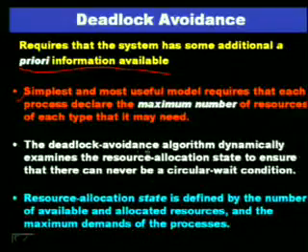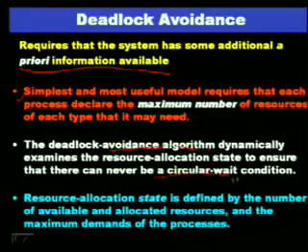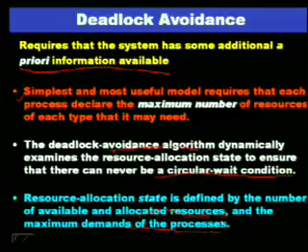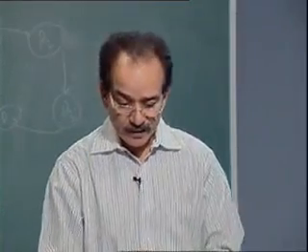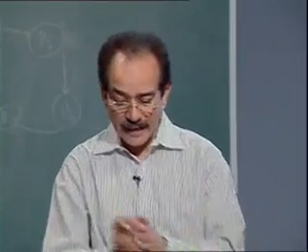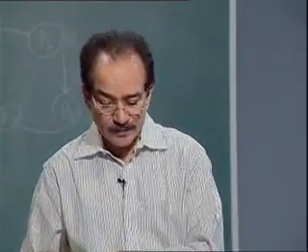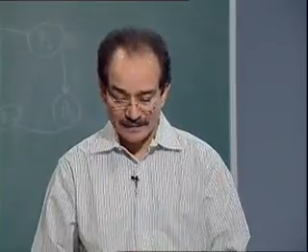Now, my deadlock avoidance algorithm can find out that there is no circular wait in the situation. My resource allocation state is defined by the number of available and allocated resources and the maximum demand of the processes. So, you can say it is a matrix where we define the number of available resources, allocated resources and the maximum demand of the processes.